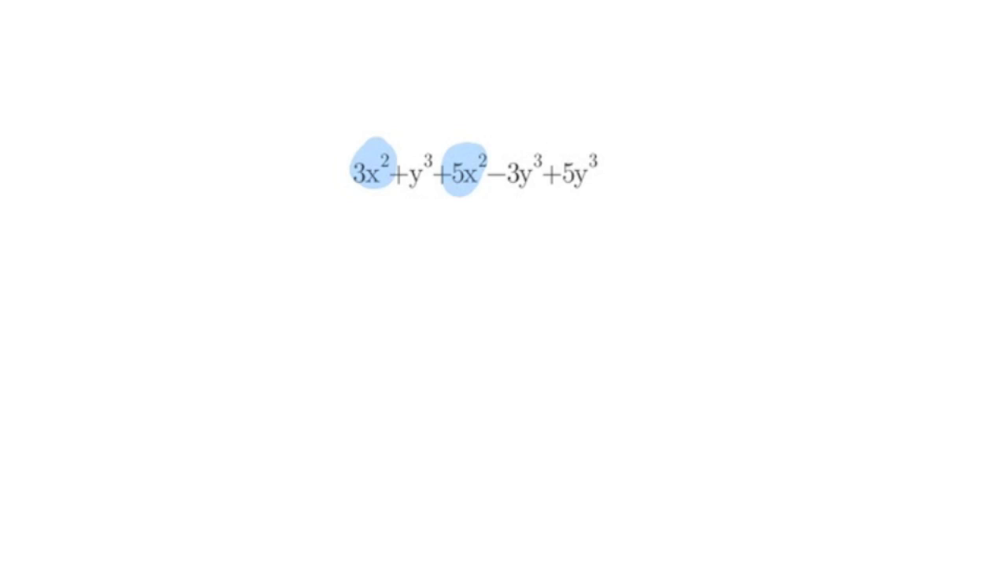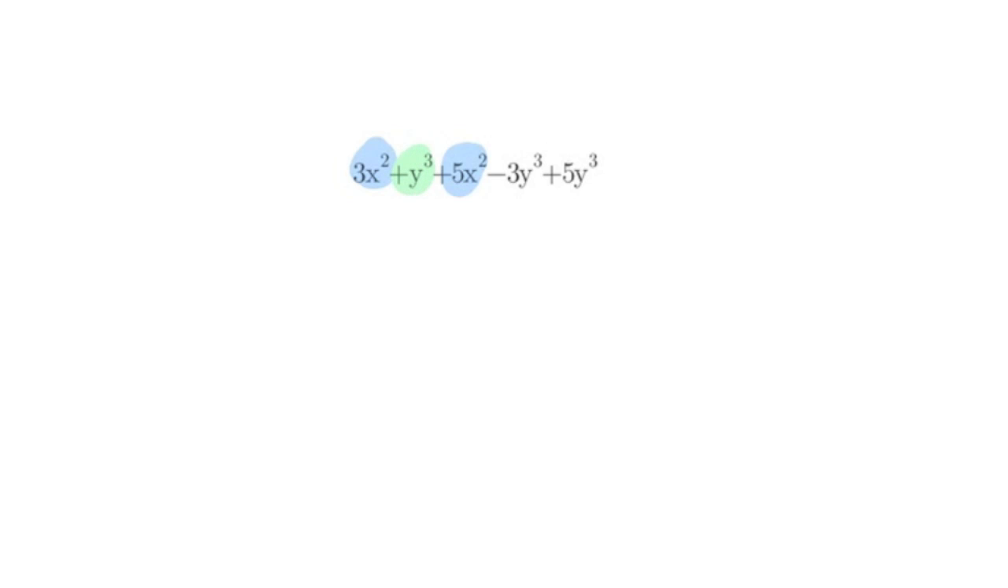And I have a negative 3y to the third. That's not a like term because the exponents and variables are different. And my last term, I have a plus 5y to the third. And that's not a like term. So in blue, those are the only two like terms. And then I have three terms left. So we'll see if those are like.